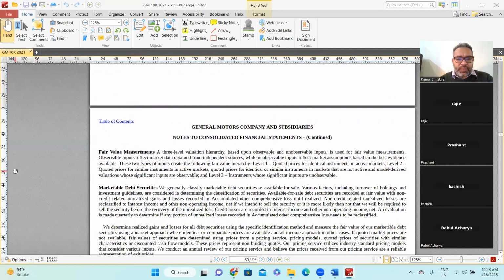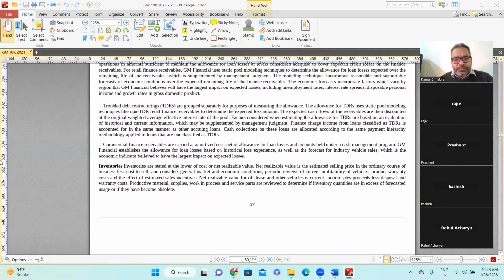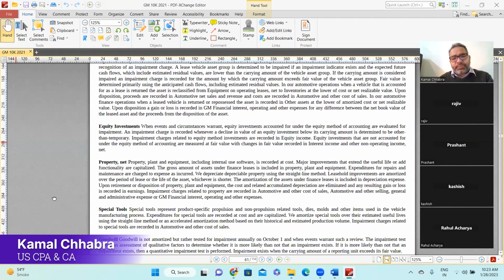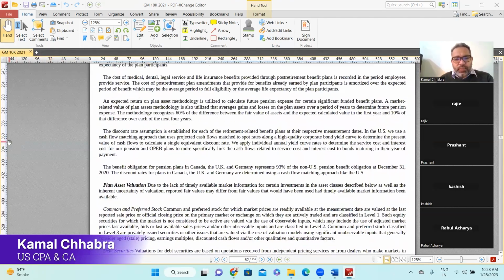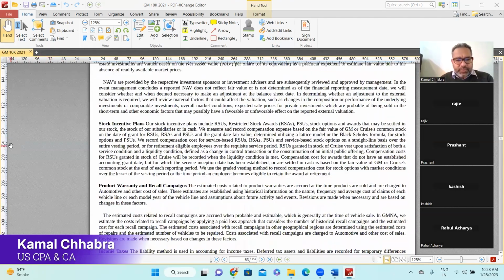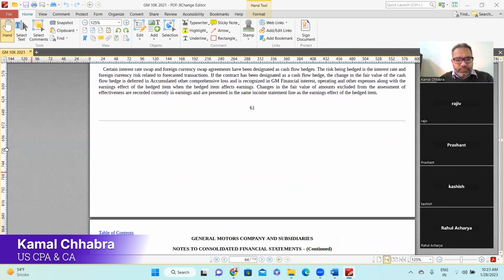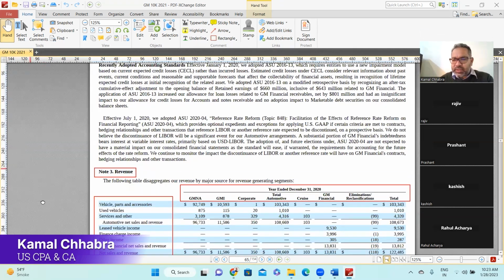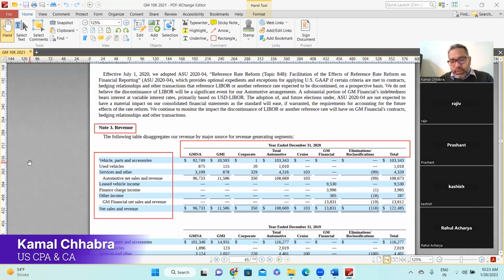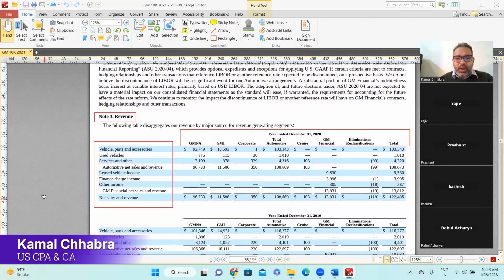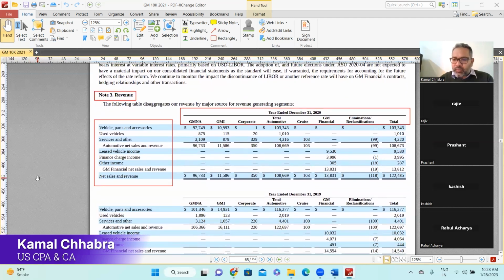If you go further down, you'll see more detail about the numbers for the respective financial items. Let me show you really quick about revenue. What we discussed earlier was the accounting policy for revenue. Now look at the disclosure part of the revenue.